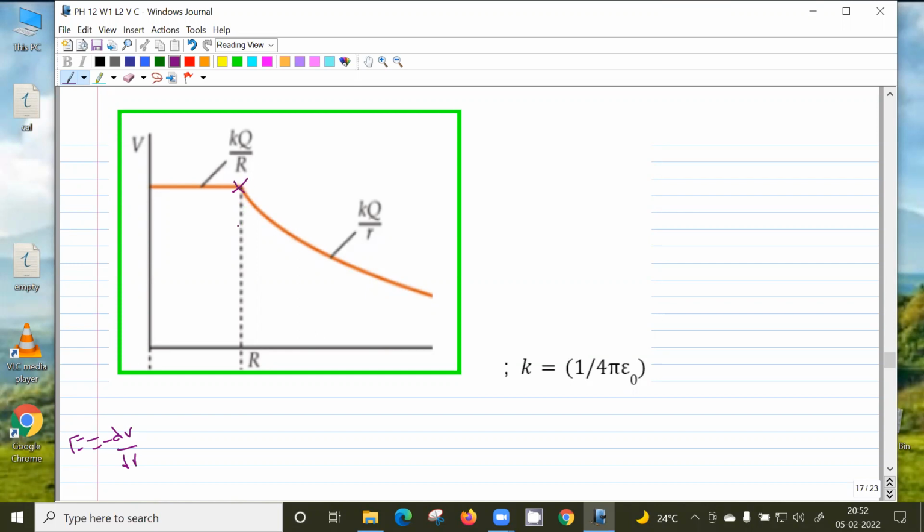Inside that one, sir. Inside, below R, the electric field is 0. Potential is not 0. And that's what I'm asking. Mathematically, E dot ds, E is 0 means potential will also be 0, no? Why is V not 0? E is 0, no, sir. E is what? dV by dr, no?